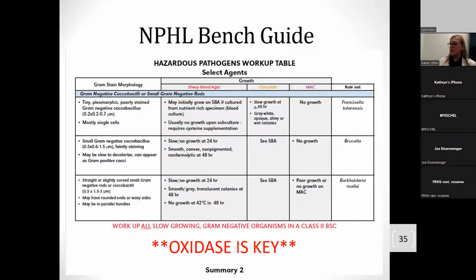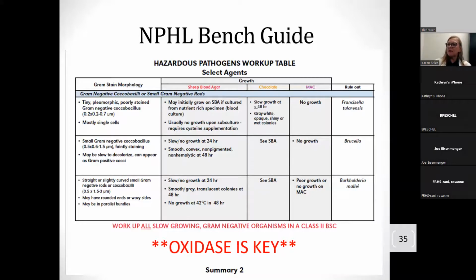That includes your Francisella, your Brucella, and your Burkholderia mallei. Okay, so we could kind of go through them and compare growth rates. We can compare different growth characteristics. Did it grow on blood or not? And you notice on MacConkey, a majority of these do not grow on there.